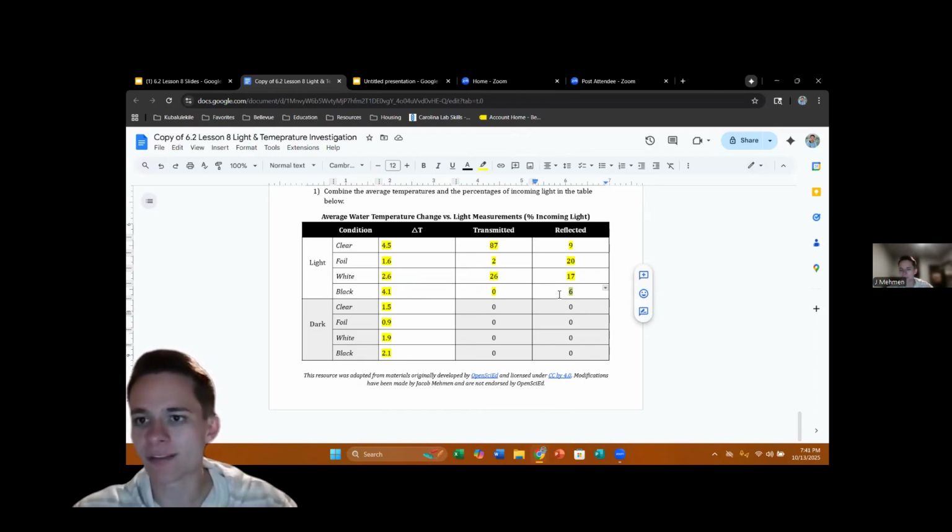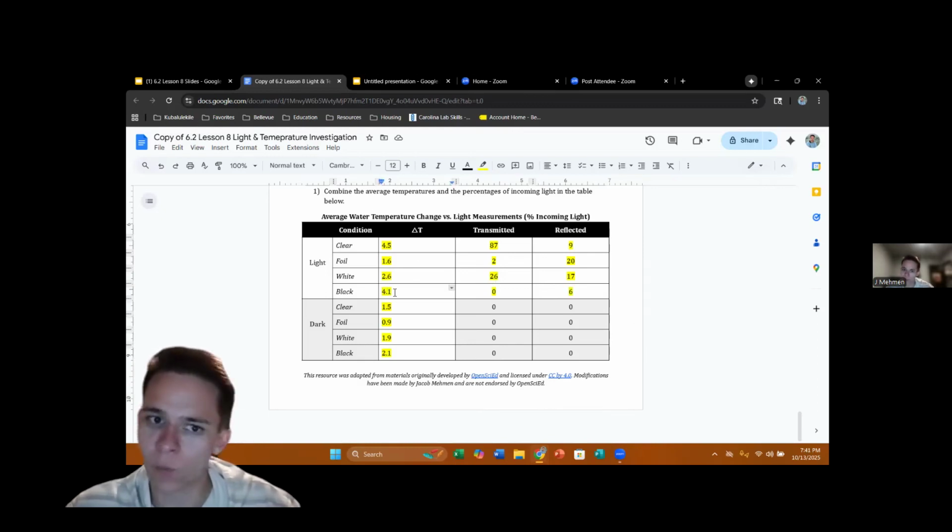And as we discussed, light can interact with matter in three ways. Number one, it could be transmitted. Number two, it could be reflected. And number three, it could be absorbed. So we know that most of the light here is being absorbed. Maybe that absorbed light is heating up or warming up the liquid inside of that cup, accounting for that 4.1 temperature change.